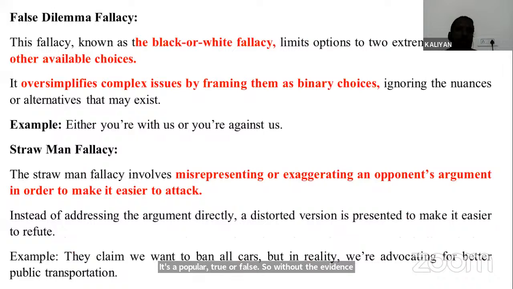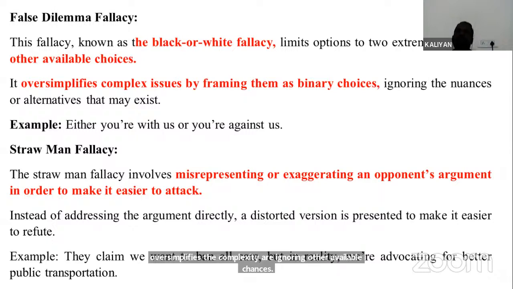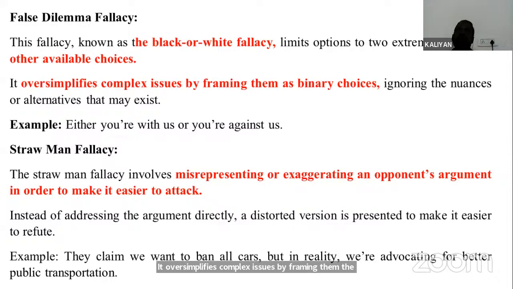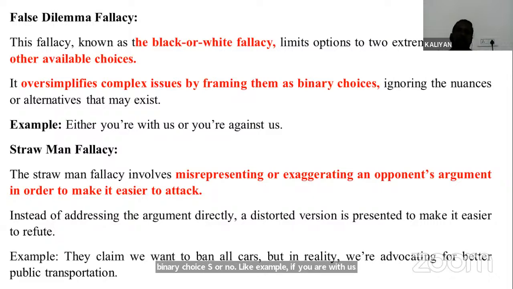And next is the false dilemma fallacy. It is known as the black and white fallacy, or ignoring other available choices. It oversimplifies complex issues by framing them as binary choices. So it means making an argument with a binary choice, yes or no. For example, if you are with us or if you are against us, we made a choice between two binary things: with us or against us. This is called the false dilemma fallacy.